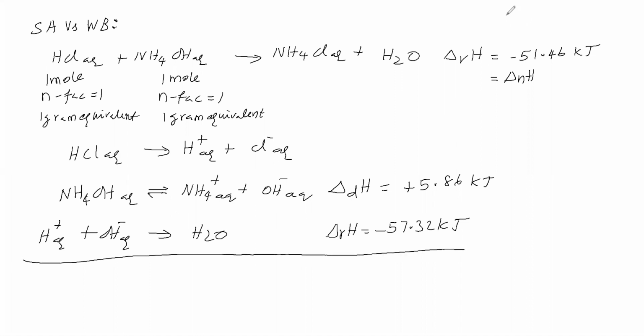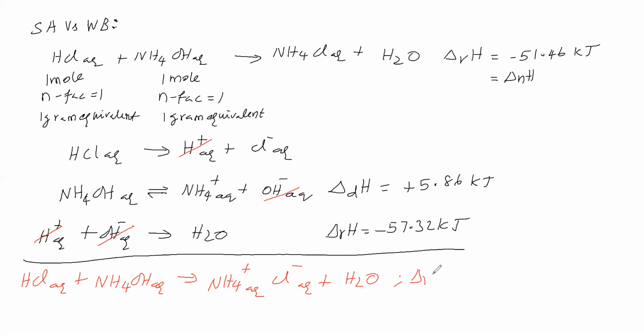We will write HCl aqueous and the base ammonium hydroxide, NH4OH aqueous. Then the H plus aqueous and the OH minus aqueous cancel. Then we write the ammonium ion NH4 plus aqueous, the Cl minus aqueous, and water.